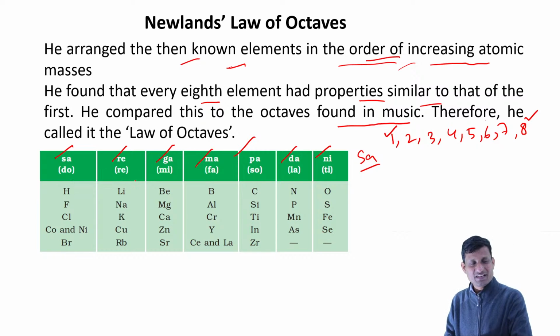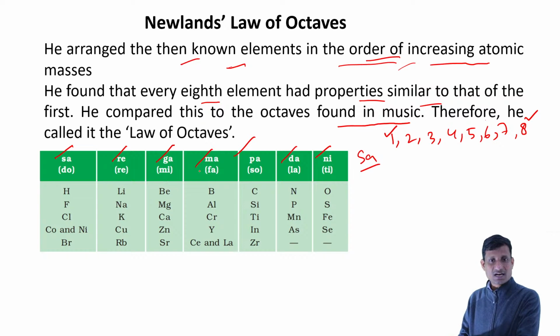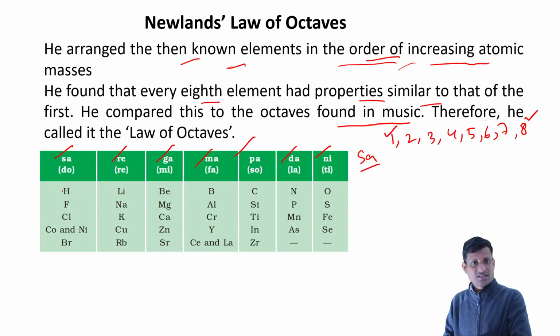Since Newlands is from England, they have a different sargam: do, re, mi, fa, so, la, ti, and again do will come. So if you see the eighth after the seventh, the eighth will again be the do.